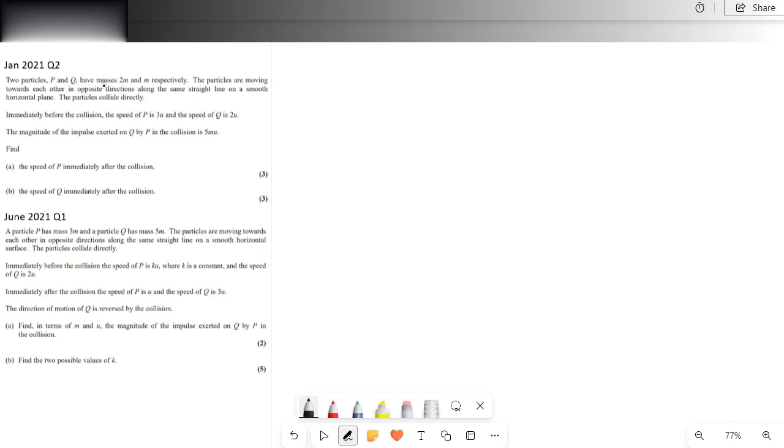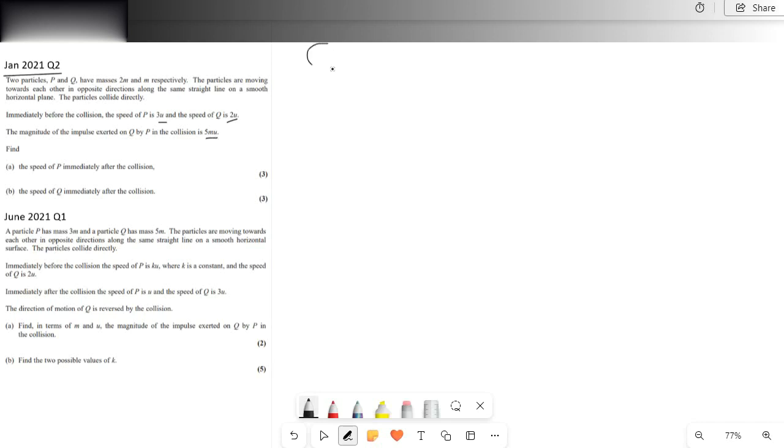So now let's move on to the next question, which is from Jan 2021, Question number 2. Two particles P and Q have masses 2m and m respectively. The particles are moving towards each other in opposite directions along the same straight line on a smooth horizontal plane. The particles collide directly. Immediately before the collision, the speed of P is 3u and the speed of Q is 2u. The magnitude of the impulse exerted on Q by P is 5mu.